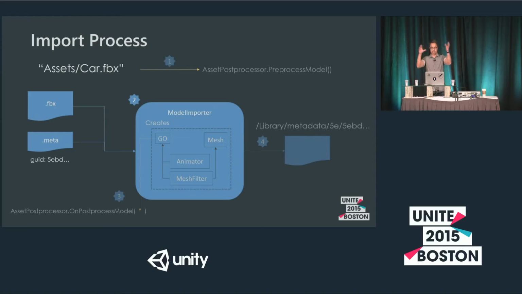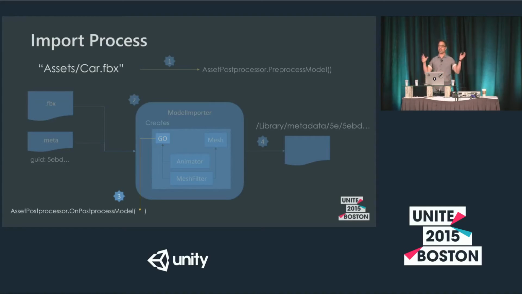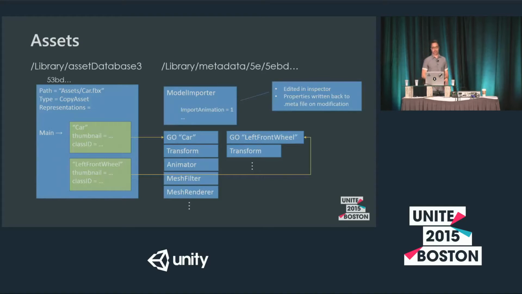And the model importer, it basically creates just a big game object hierarchy, puts all the components in place, generates all the meshes, animation clips, and whatever it needs to do. And then once that is done, we take the game object hierarchy and we pass it back out to the post-processing system. So you can take that hierarchy, you can take it apart, you can remove components, you can add new game objects, whatever you want, so that before we actually store it, you get a shot at making that thing look exactly the way you want. And then we just store it in the library folder in the metadata thing by its GUID and just blast it out there.